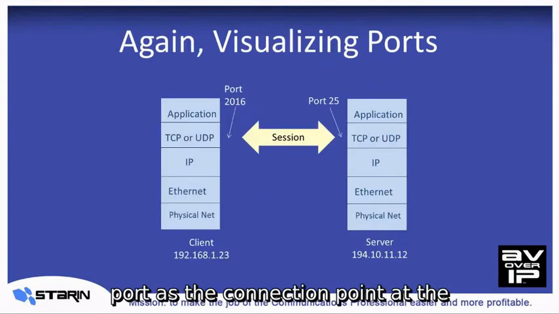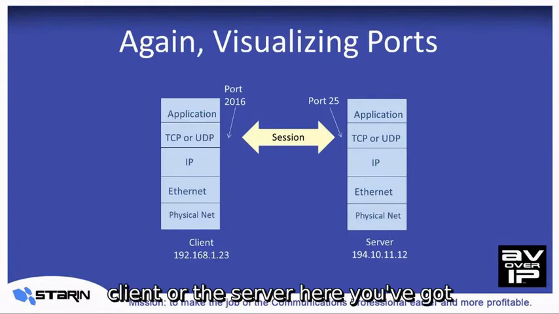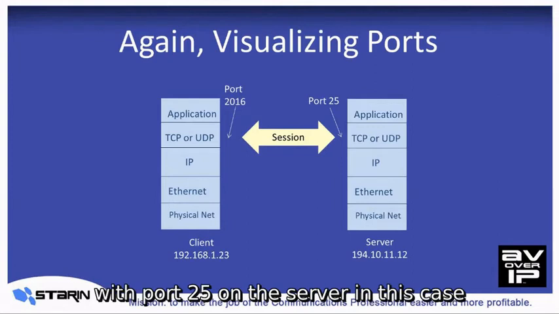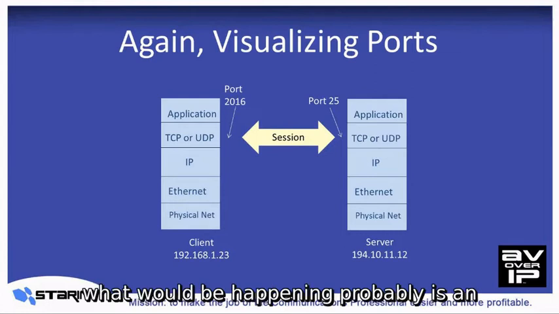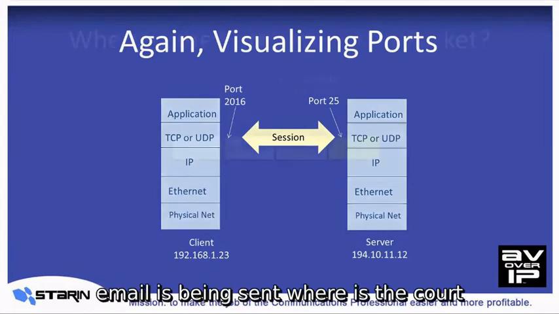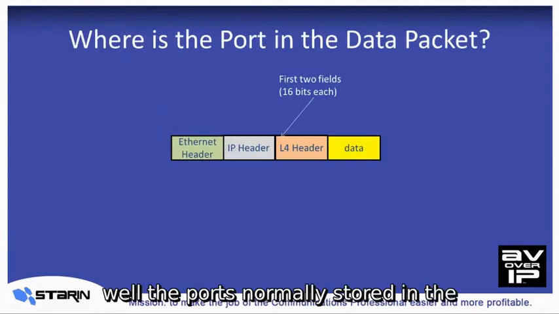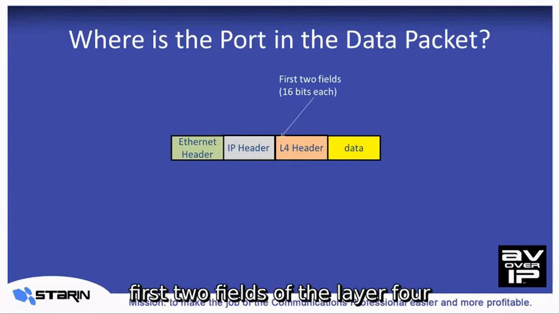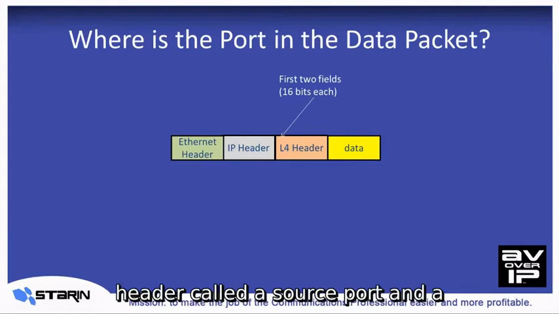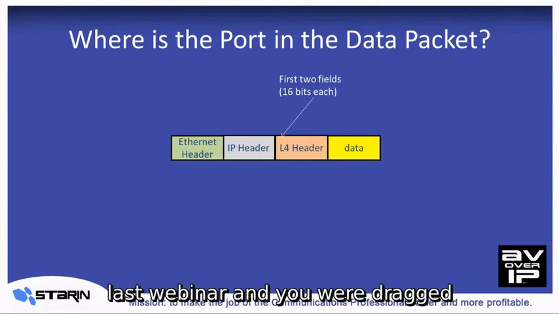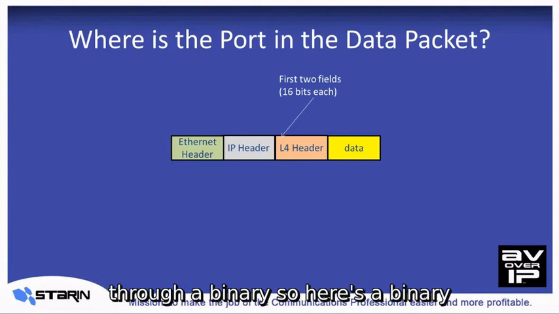So we can also think of a port as the connection point at the client or the server. Here you've got port 2016 in the client in a session with port 25 on the server. In this case, what would probably be happening is that email is being sent. Where is the port in the data packet? Well, the port's normally stored in the first 2 fields of the layer 4 header, called the source port and the destination port.